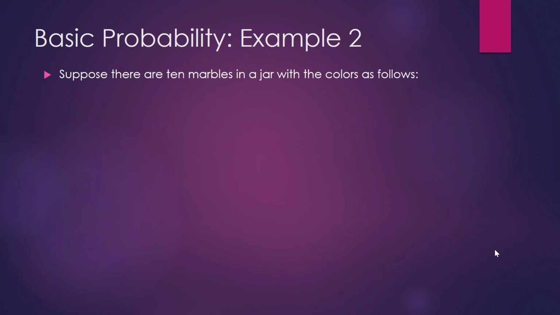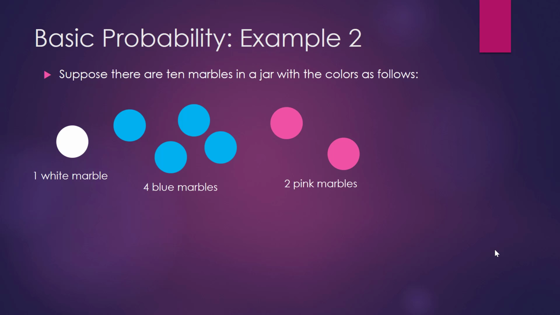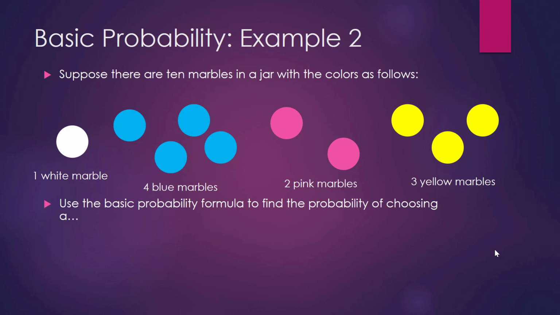Let's do another example. Suppose there are 10 marbles in a jar with the colors as follows. There's 1 white marble, 4 blue marbles, 2 pink marbles, and 3 yellow marbles. Use the basic probability formula to find the probability of choosing a white marble, a blue marble, a pink marble, and a yellow marble. Pause this video, write down your answers, and then unpause the video to check yourself.